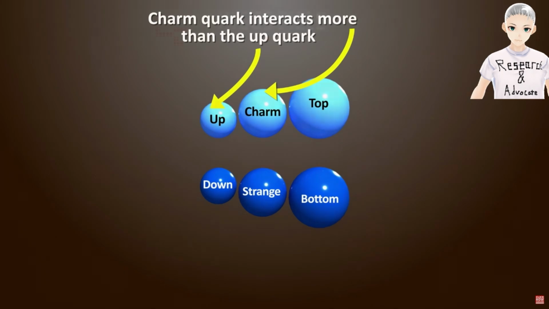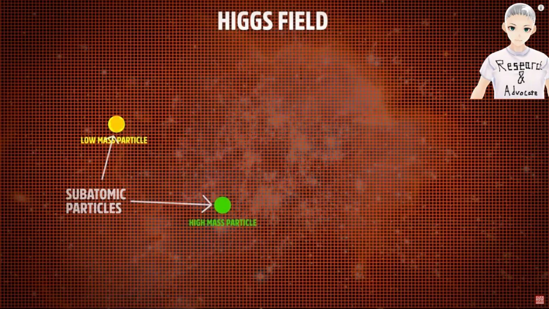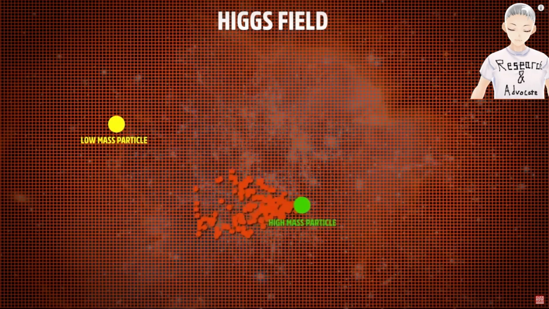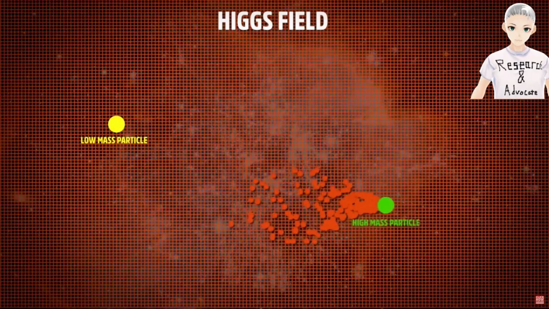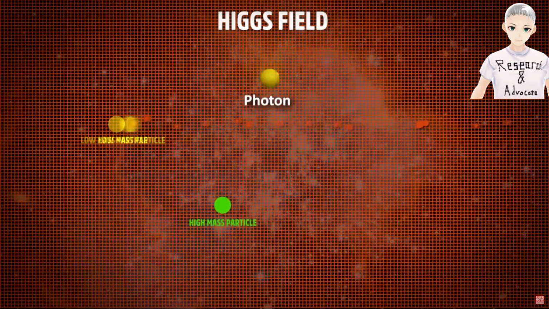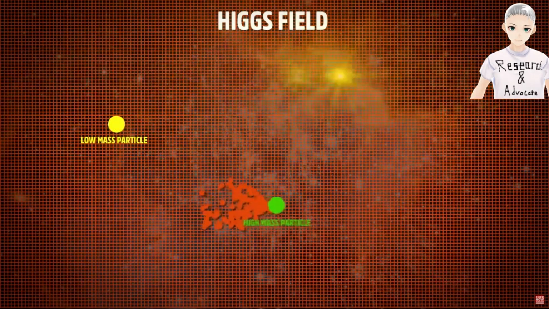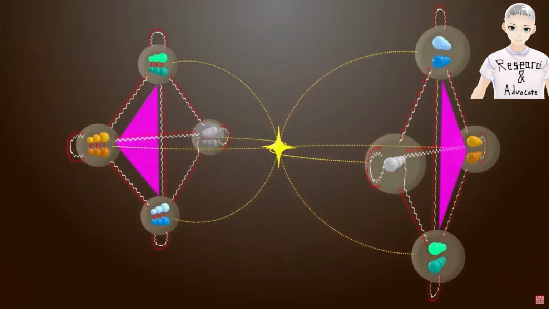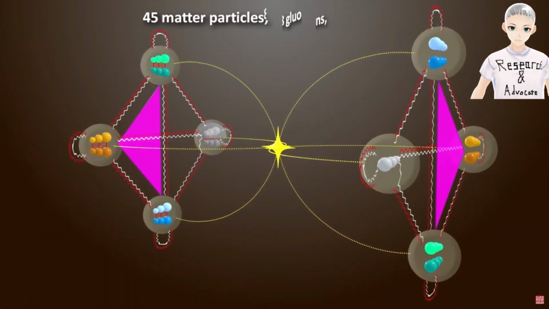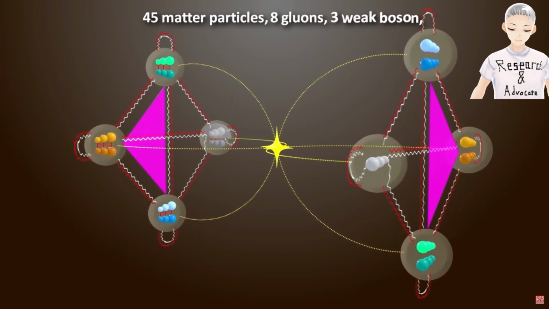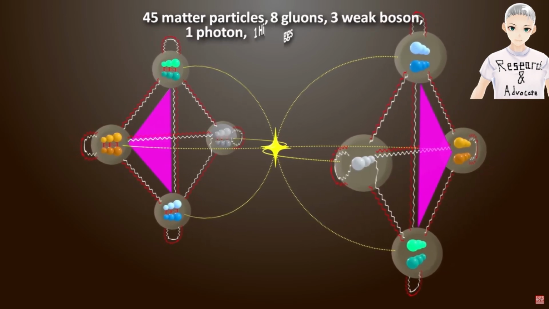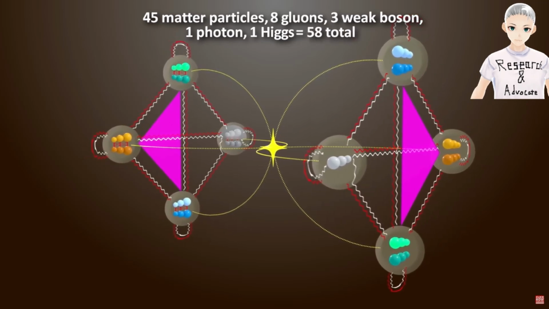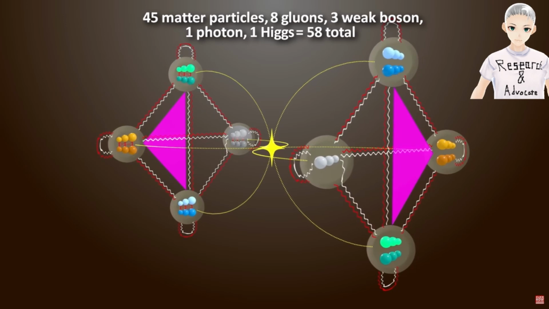For simplicity, you can think of this interaction with the Higgs field as slowing the particle down. The more the interaction, the slower the particles become, and the more mass is conferred. Massless particles like photons do not get slowed down and so travel at the maximum speed allowed by nature, the speed of light. So the final count is the following: 45 matter particles, 8 gluons, 3 weak bosons, 1 photon, and 1 Higgs particle. In total, 58 particles with different handedness, charges, colors, and interactions.